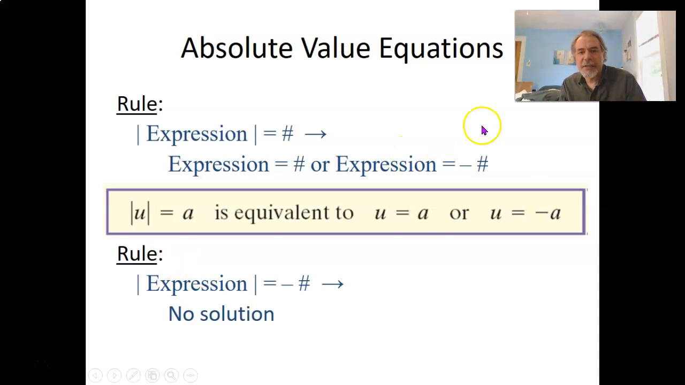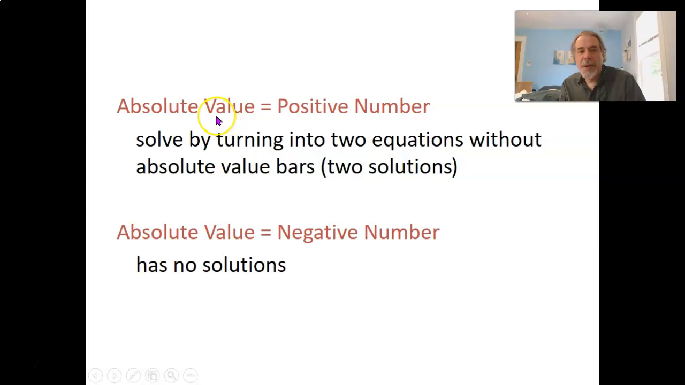So let's try this. Remember, here's how we deal with absolute value equations. If it says absolute value of something equals some positive number, we solve by turning it into two separate equations without the absolute value bars and solving each one of those. If it says absolute value of something equals a negative number, we can just right away say no solutions, can't be negative.